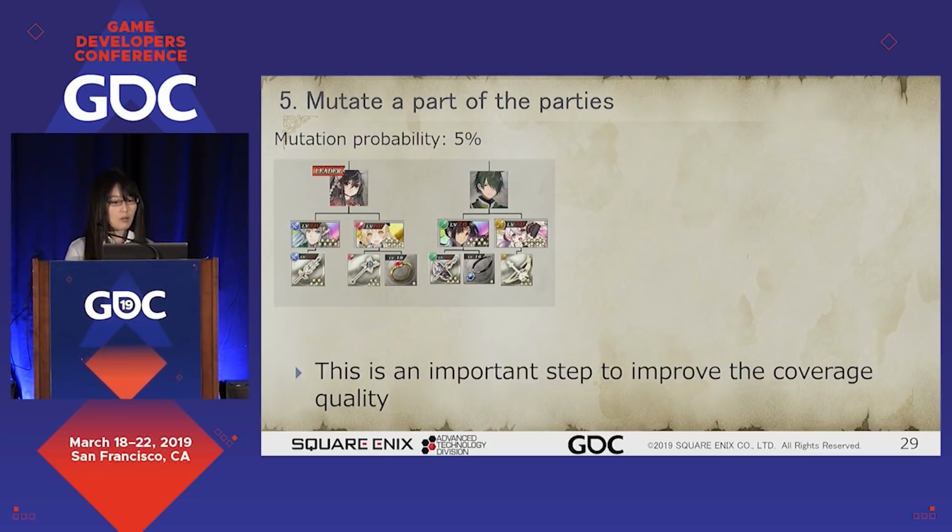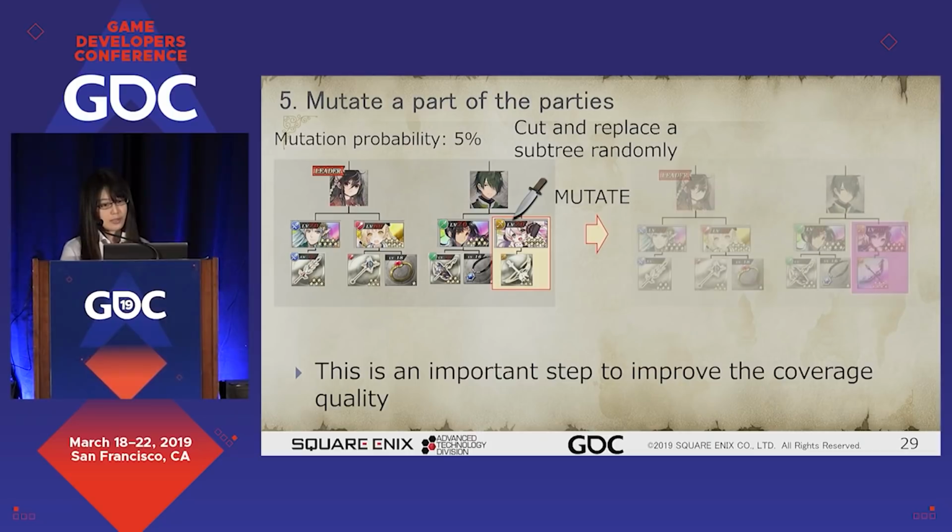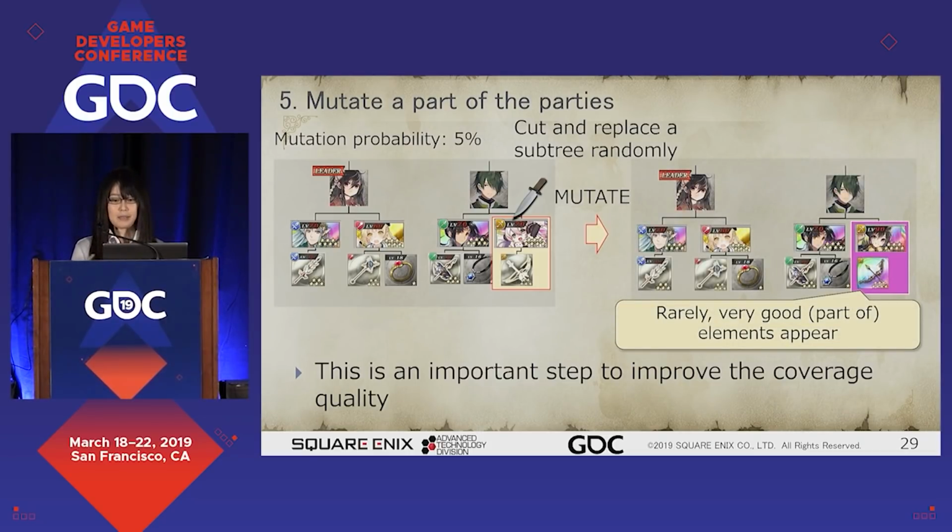The mutation occurs with a 5% probability. In the mutation, after selecting a point to cut randomly, it replaces the subtree with a new randomly generated subtree. As this is also a random operation, in most of the case, mutated parties get worse. However, rarely, very good elements appear and they are inherited to subsequent generation.